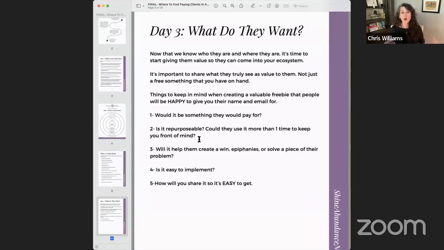All right, so will it help them to create a win, an epiphany, or solve a piece of their problem? Number 4, is it easy to implement? And number 5, how are you going to actually share it so it's easy for them to get? How are you going to share it so it's easy for them to get?